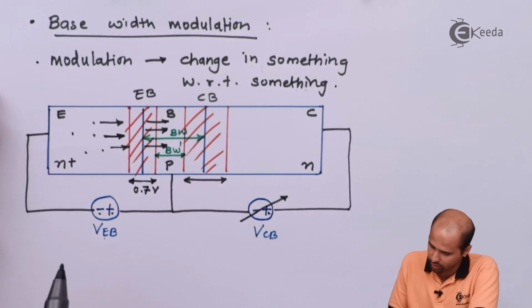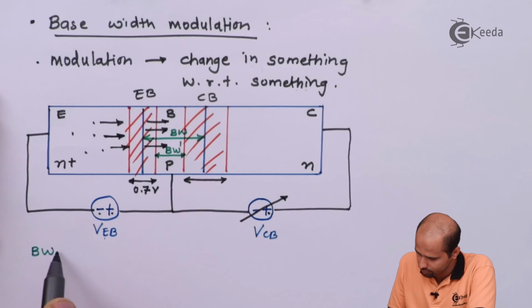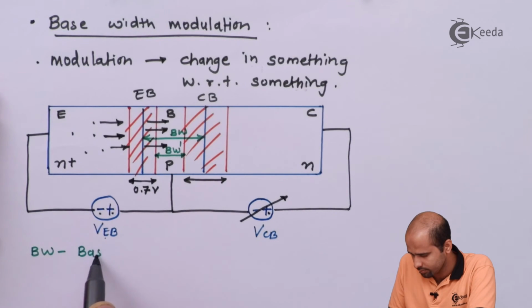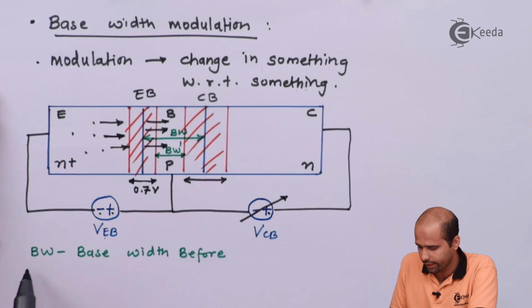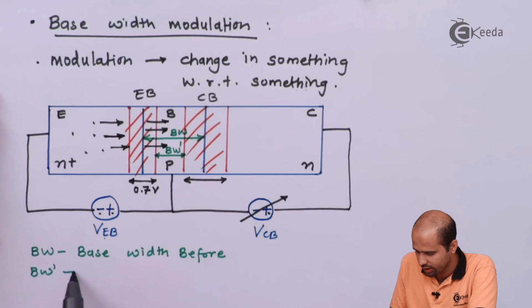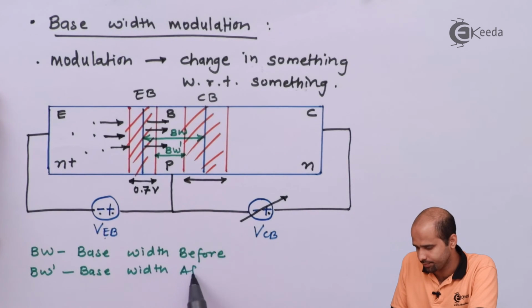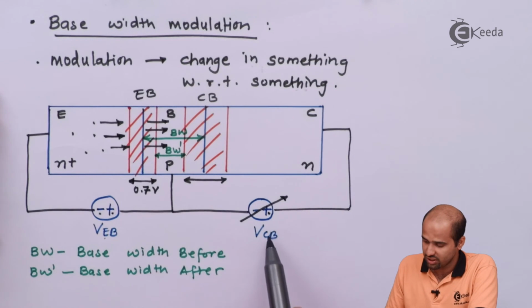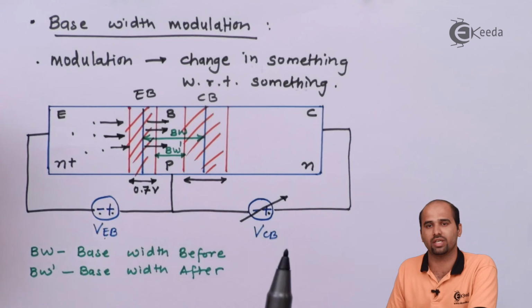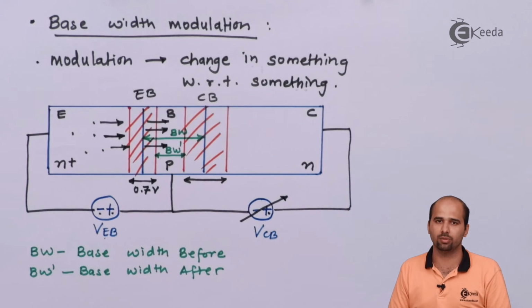So BW is nothing but the base width before, right, and BW dash is the base width after. Right? Now as I'm changing this VCB, this width will change, and that's why the name is base width modulation.